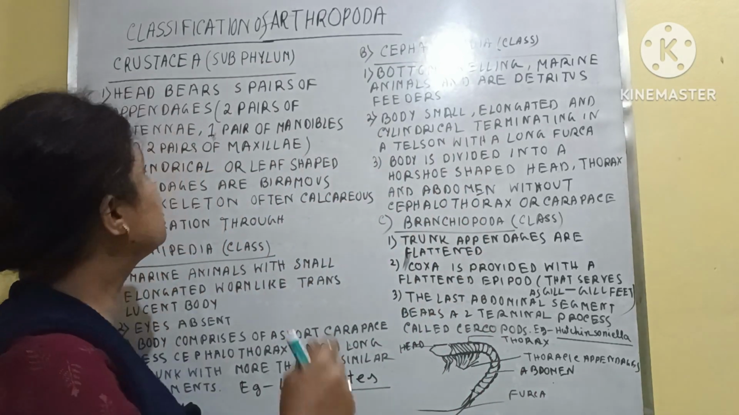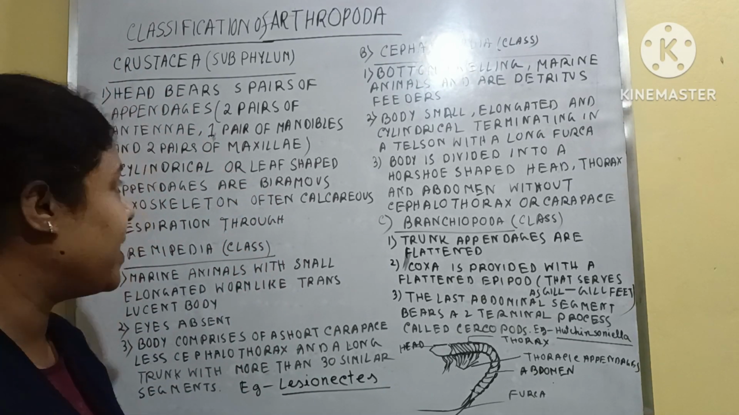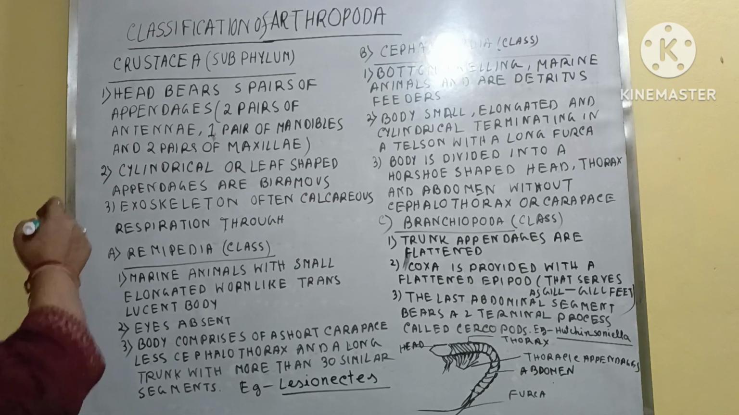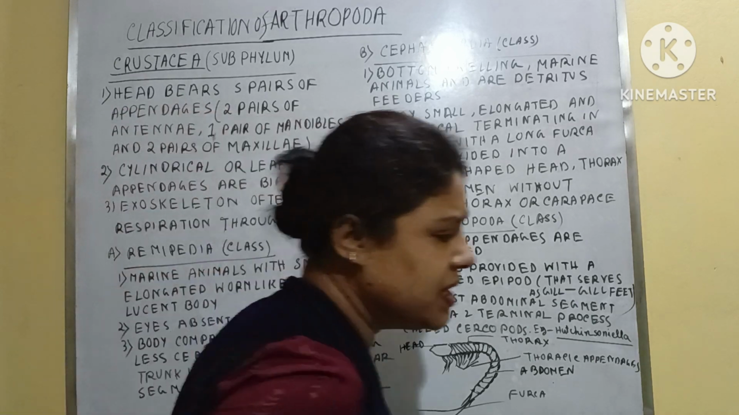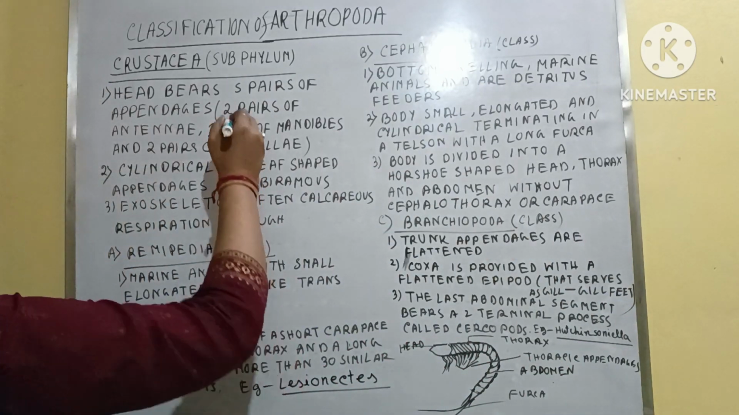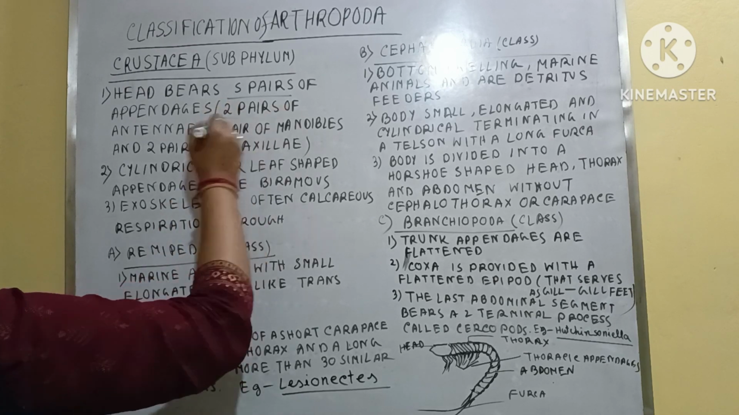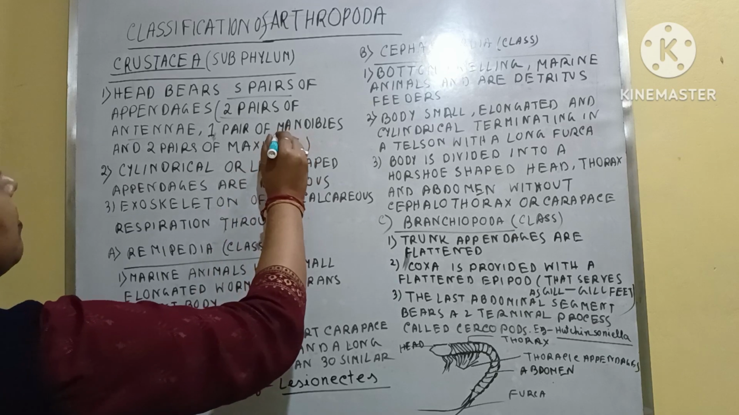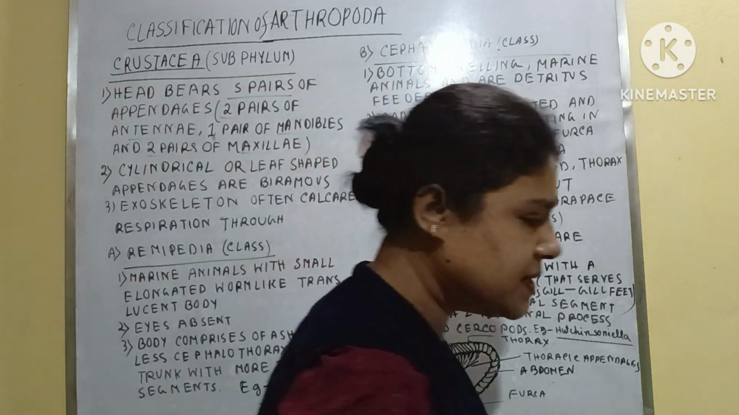So here, I will start this classification from the subphylum Crustacea. Okay, this is the Crustacea, and here the first feature is that the head bears 5 pairs of appendages, including 2 pairs of antennae, 1 pair of mandibles, and 2 pairs of maxillae.